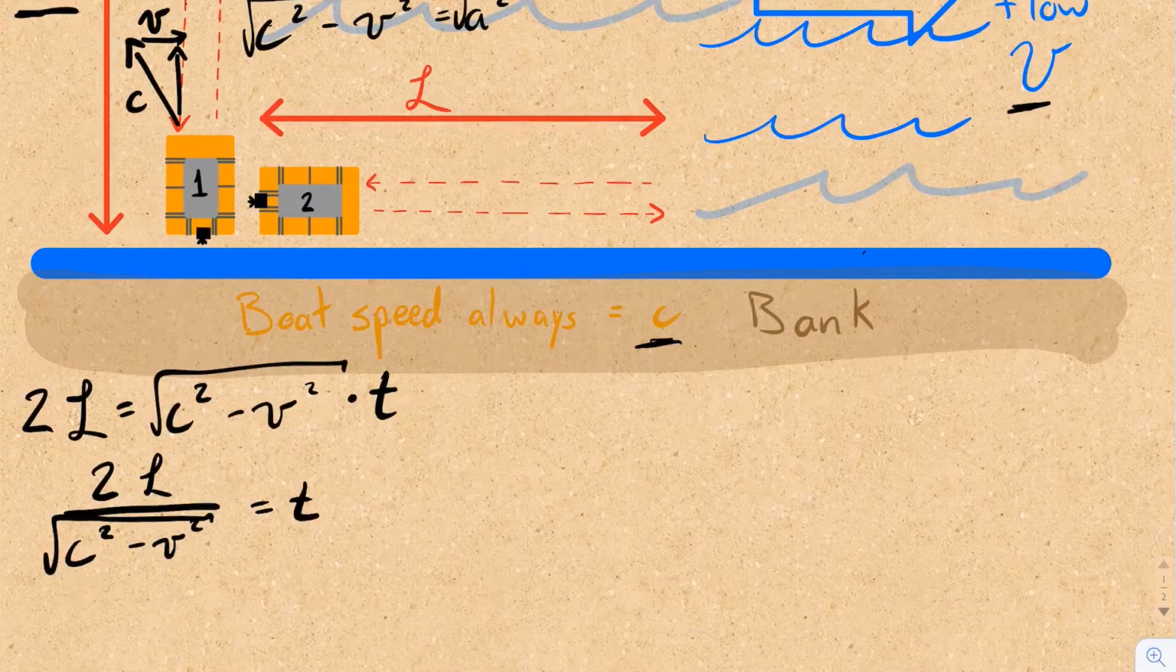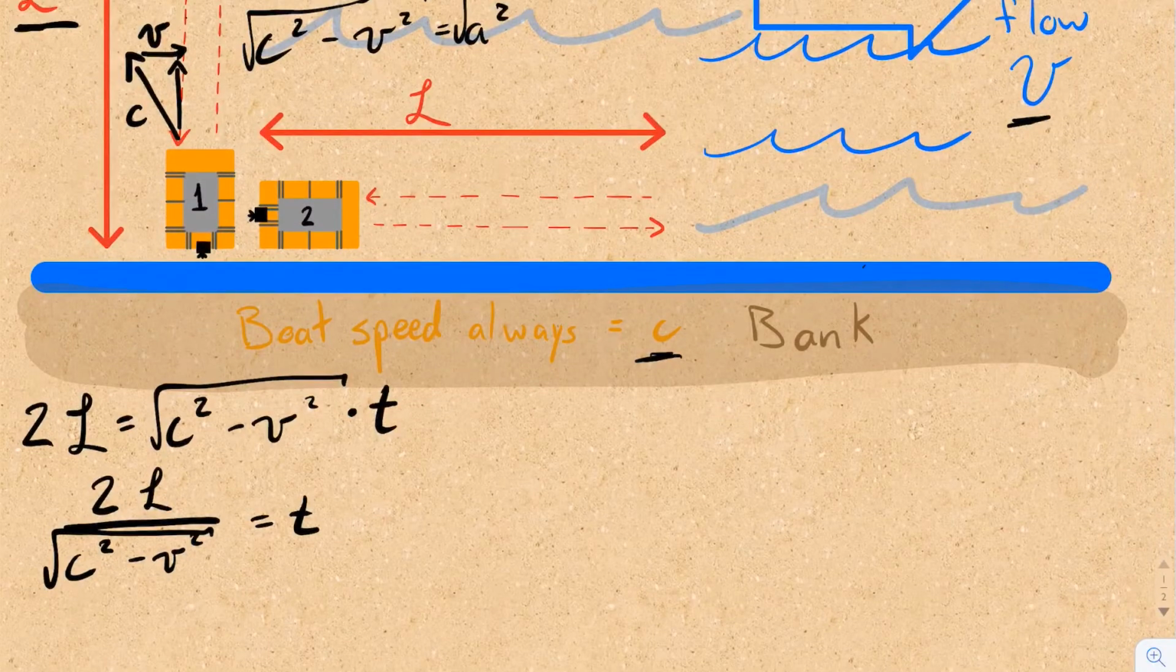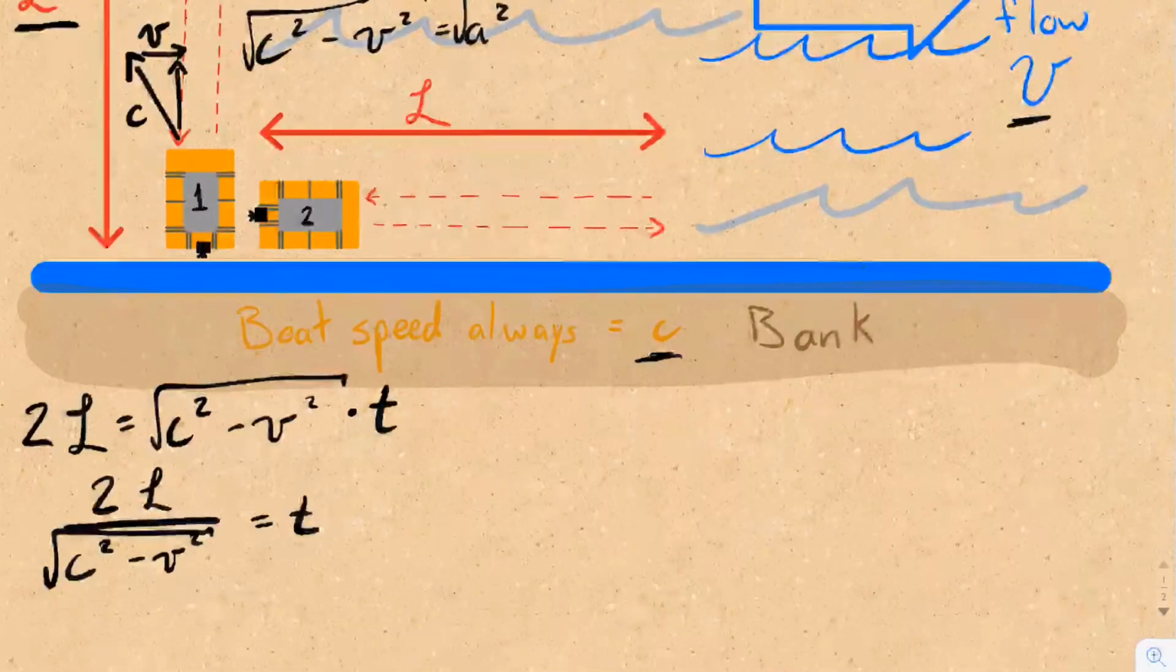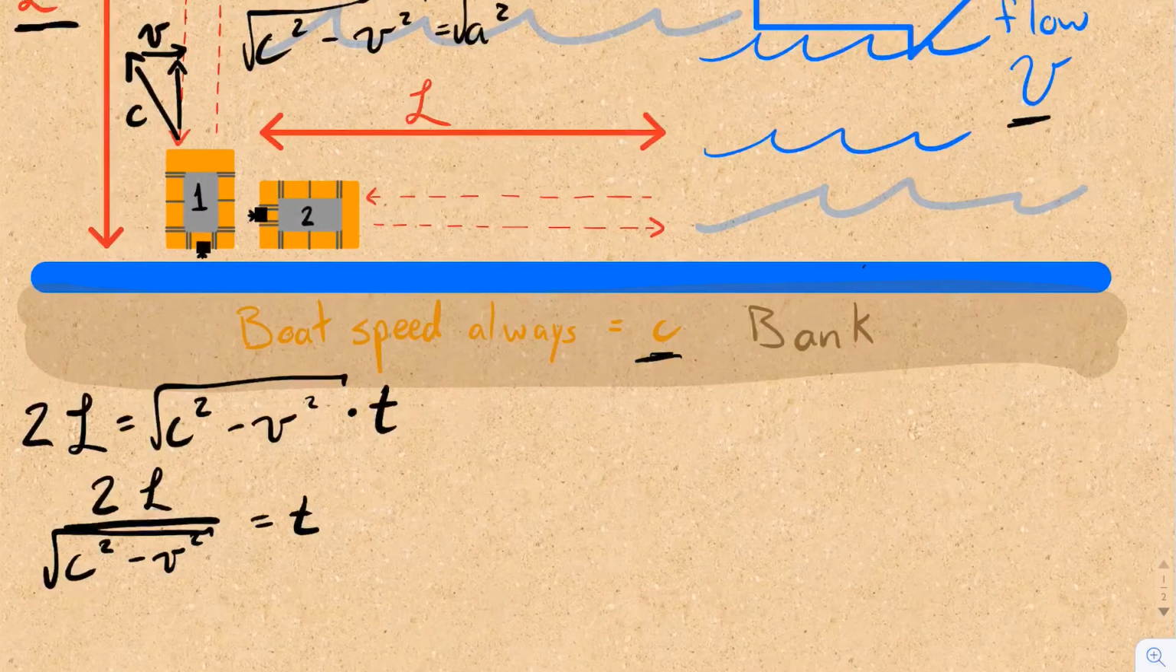So that's how long it takes for boat 1 to complete its journey. So now let's look at boat 2. Boat 2 is much simpler. We don't need to use the Pythagorean theorem. It's traveling along the direction that the river is flowing. We either just have to subtract or add the velocity of the river.